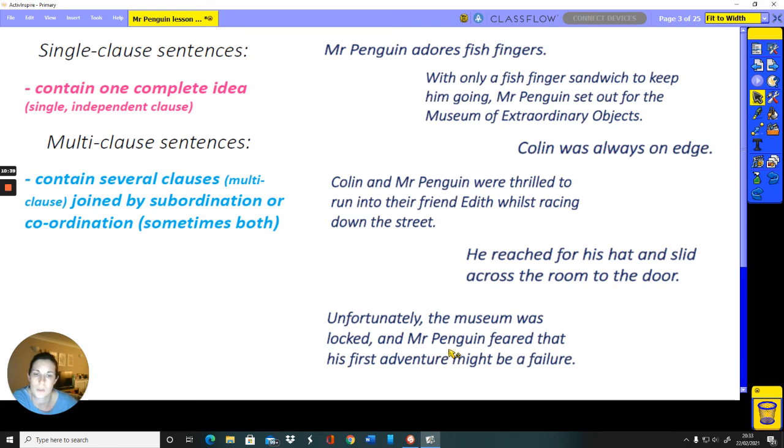So here we go. The last one here. Unfortunately, the museum was locked and Mr. Penguin feared that his first adventure might be a failure. So if we're reading that one, which one do you think? Single or multi? It is in fact a multi-clause sentence. It's joined with an and. We could have, unfortunately the museum was locked. It would work well on its own. If we take out the and, we could have Mr. Penguin feared that his first adventure might be a failure. But we've joined it with an and to make it flow a bit more, and give more information.